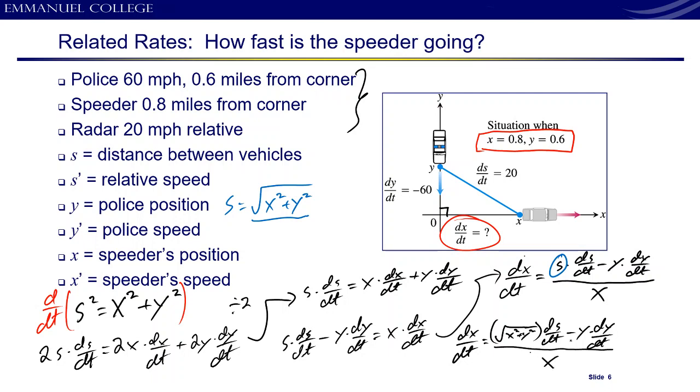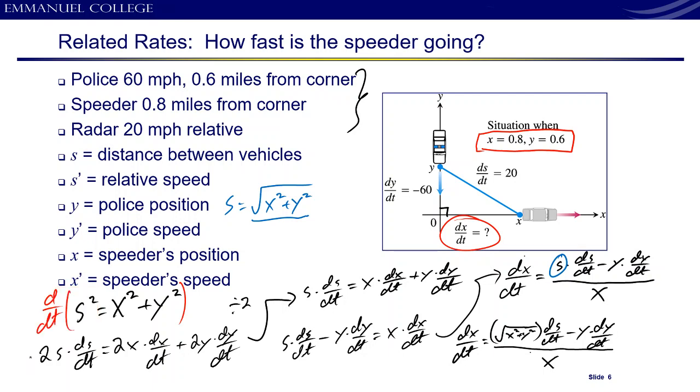So now we actually know all the values. The problem beforehand was, I know ds/dt is 20, I know the x value, I know the y value, I know the dy/dt value, but I didn't know s. Now we have the s value in terms of x's and y's, so now we can just find out what the value is.